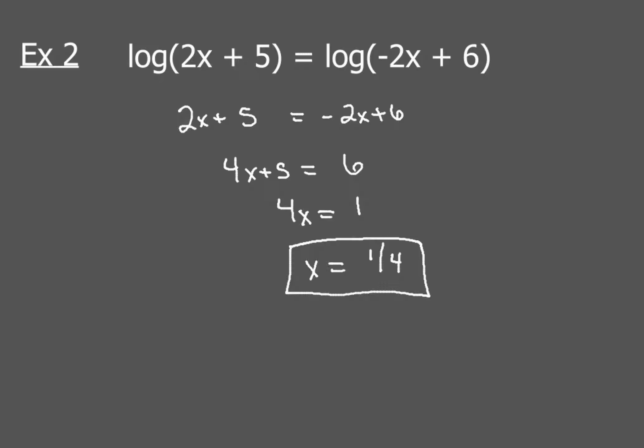So how did you guys do? Did you get a value of x equals 1/4? And again, doing the check. If I do 2 times 1/4 plus 5, that gives me something that's definitely going to be positive. And if I put 1/4 in on the other side, I'll get something positive as well, because negative 2 times 1/4 is just negative a half, plus 6, that gives me something positive. So x equals 1/4 is the correct solution.